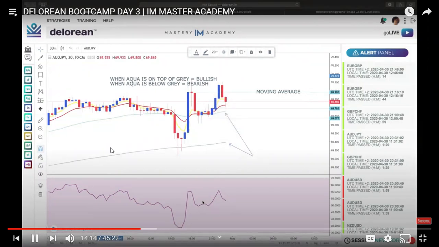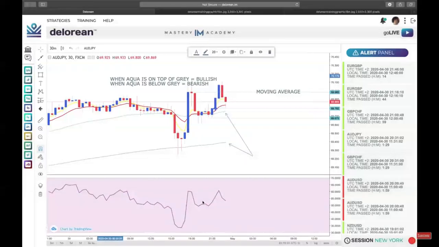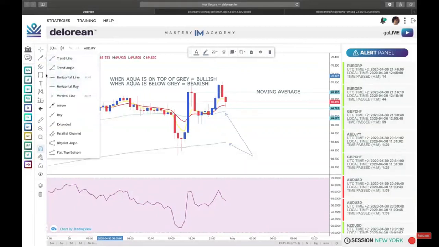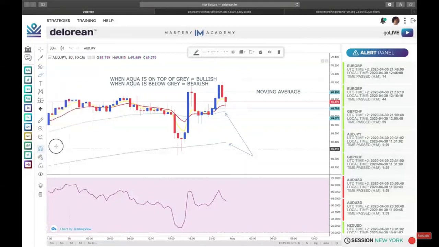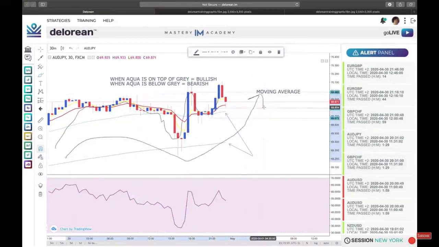If they're crossing over one another at the time of taking the trade, I don't recommend taking the trade anyway. So that leaves us with seeing this right now. Is the aqua above or below the gray? It's above it. That tells us we're in a bullish market. If we're in a bullish market, we anticipate that the moves to the upside will be stronger than the pullbacks. We anticipate, in general, this market to continue higher at this time based off of what we're seeing.